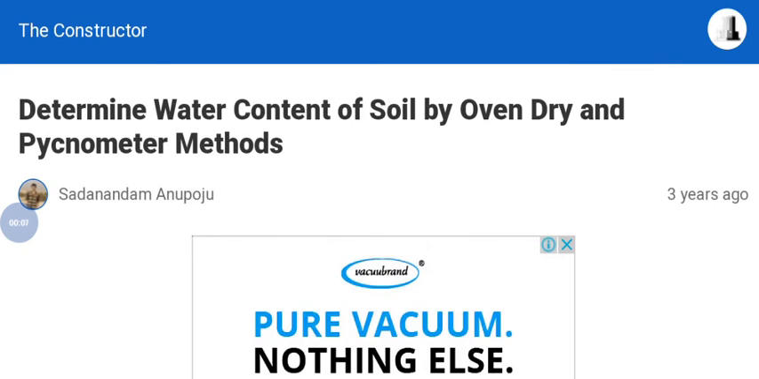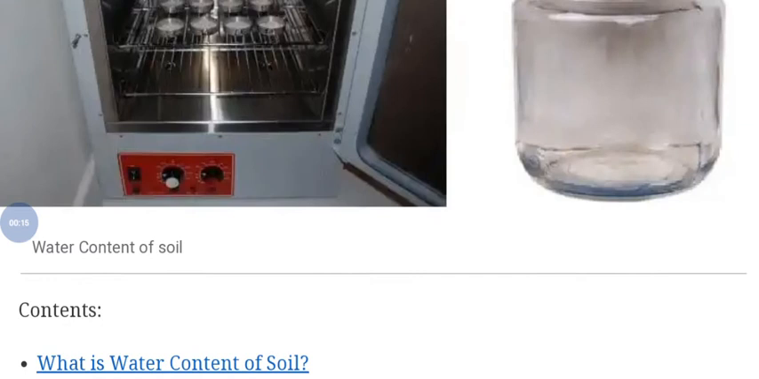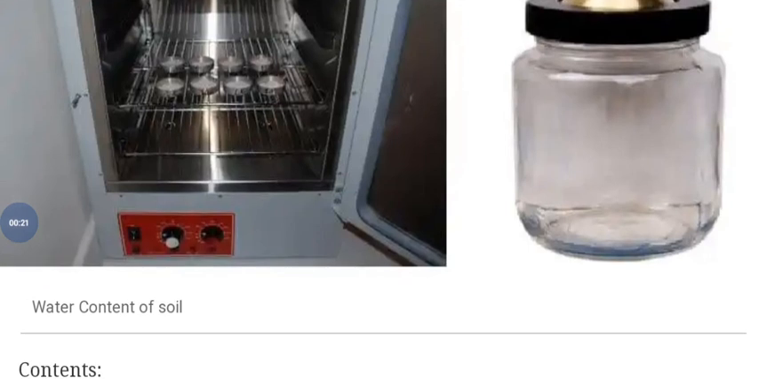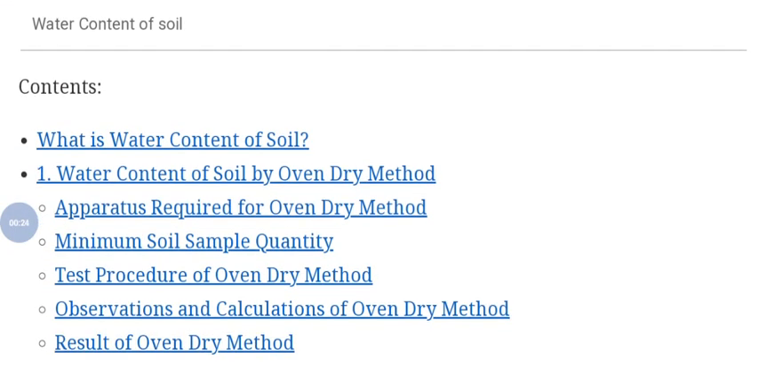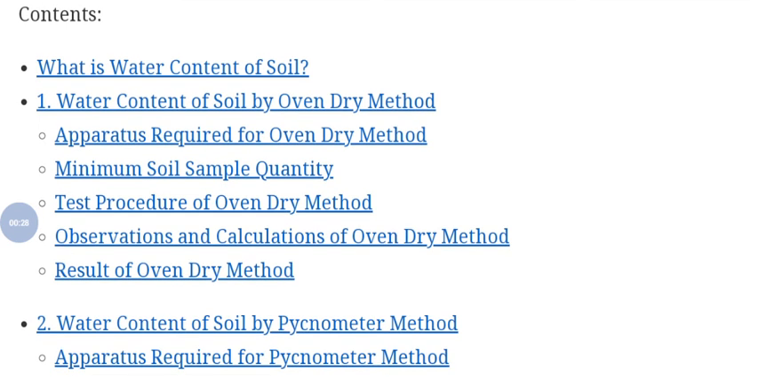Today we will discuss how to determine water content of the soil by oven dry and pycnometer method. Here on the right side you are seeing a pycnometer, and on the left side, an oven dry oven. Today we will discuss the contents. What is water content of soil?